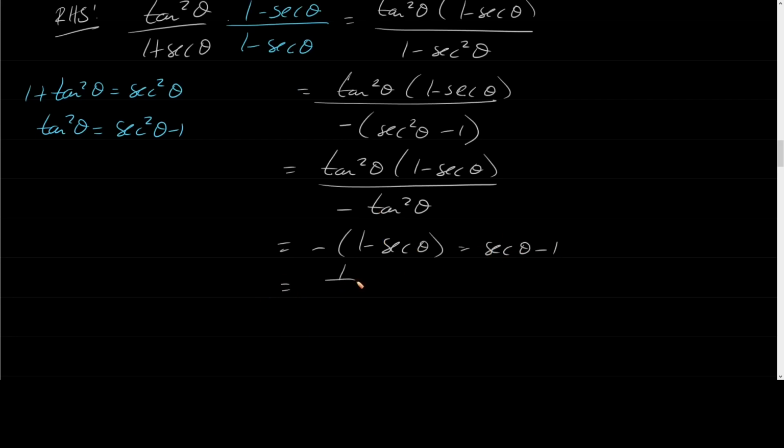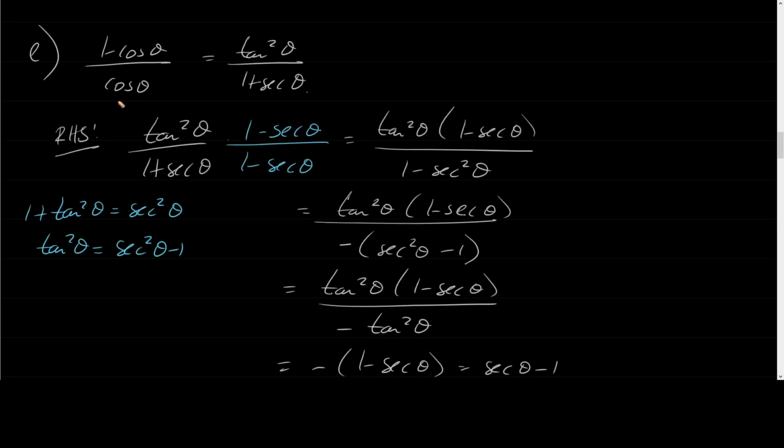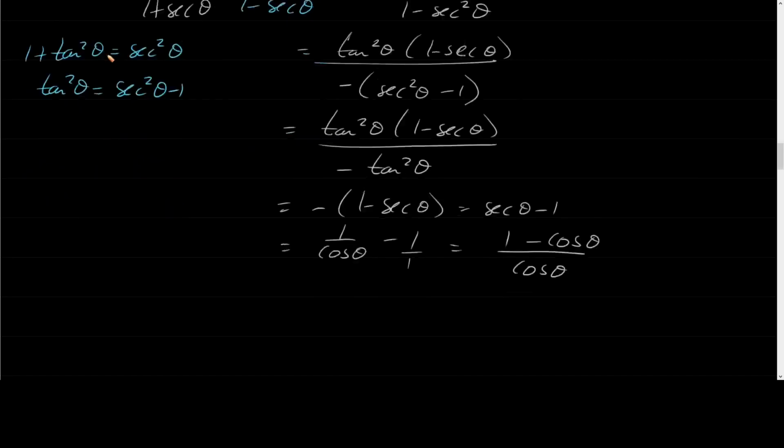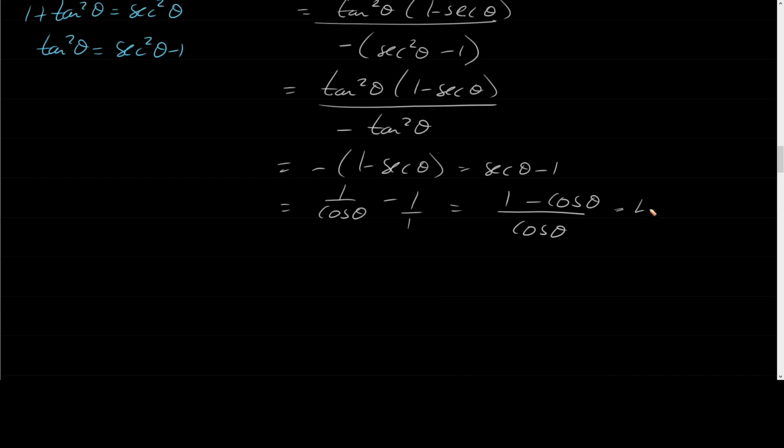But secant is 1 over cosine, so I have 1 over cosine minus 1. But if I come up with a common denominator, this 1 was already over cosine, so it stays the same. This 1, it was originally over 1. To go from 1 to cosine, multiply by cosine, so I need to multiply by cosine. And look at that. That is the left-hand side. 1 minus cosine over cosine. So that is the left-hand side. And now we're done. We verified that identity. All right.